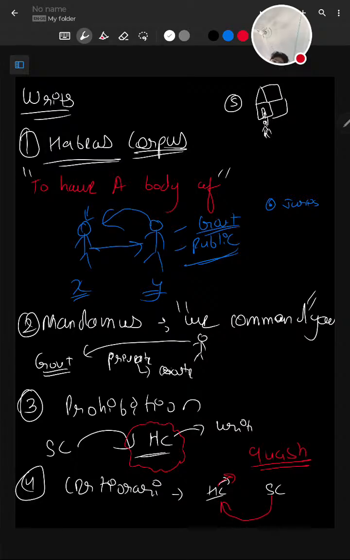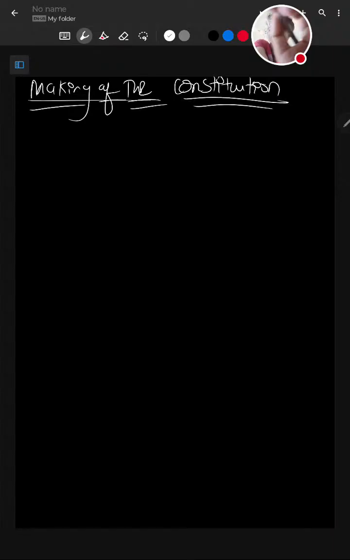Now, next I have to do is the making of the constitution. From making of the constitution, what I mean is the history of the constitution, which would be starting from 1885. I would just do one from here, then we would just jump up to 1934.